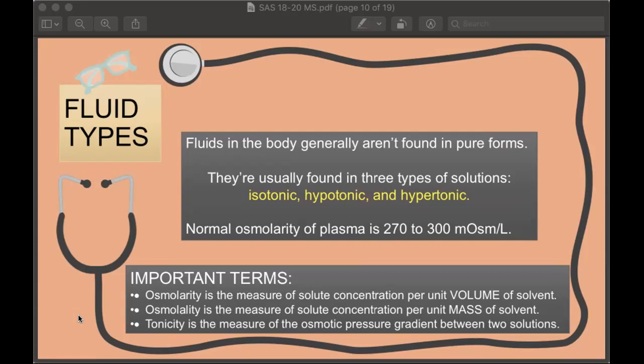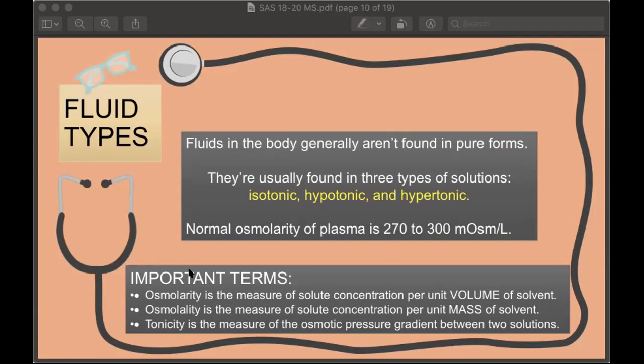Now, normal osmolarity of plasma is 270 to 300 milliosmol. Remember that one. Next, important terms. We have three important terms here: osmolarity, osmolality, and tonicity. What I want you to remember is osmolarity has something to do with volume. Osmolality has something to do with the mass, while tonicity is the measure of osmotic pressure gradient between two solutions.